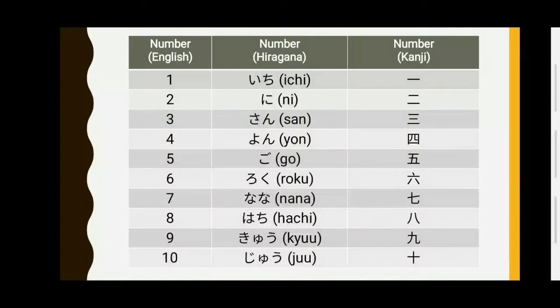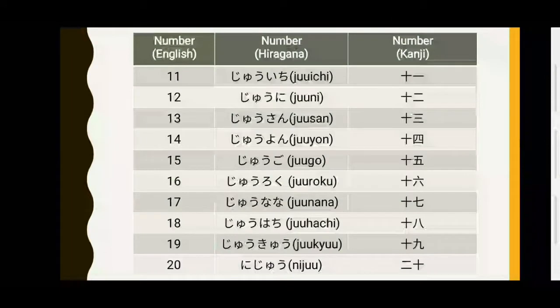We have number 1, ichi, number 2, ni, number 3, san, number 4, yon, number 5, go, number 6, roku, number 7, nana, number 8, hachi, number 9, kyu, and number 10, ju. Next, we have 11 to 20. So 11 is juichi, 12 juni, 13 jusan, 14 juyon, 15 jugo, 16 juroku, 17 junana, 18 juhachi, 19 jukyu, and 20 niju.